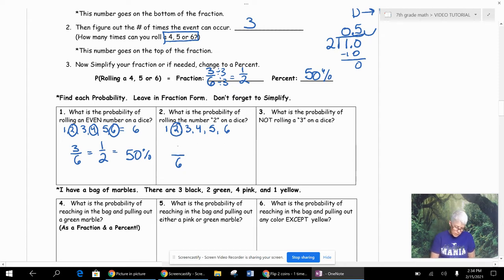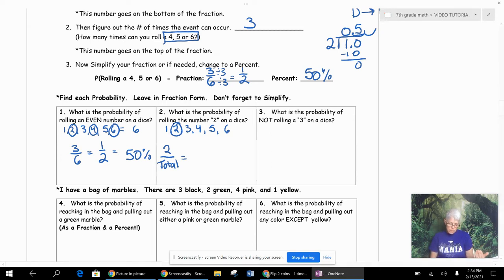So I'm going to write, in fact, let me rewrite this. I'm going to back up a little bit here. I'm going to go ahead and start setting up my fractions. So I'm going to backtrack a little here.